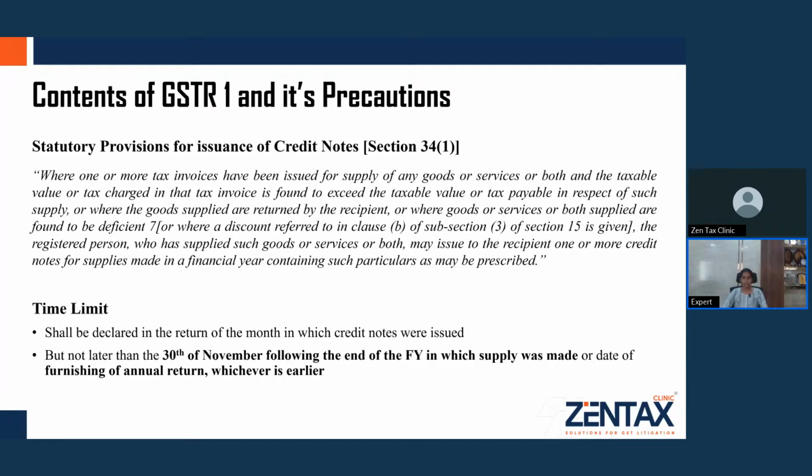Section 34, subsection 1 provides that where one or more tax invoices have been issued for supply of any goods or services or both, and the taxable value or the tax charged in the invoice is found to exceed the taxable value or tax payable in respect of such supply, or where the goods are returned by the recipient, or where the goods or services or both supplied are found to be deficient, or where discount referred to in subclause B of subsection 3 of section 15 is given, the registered person who has supplied such goods or services or both may issue to the recipient one or more credit notes for the supplies made in the financial year containing such particulars as may be prescribed.